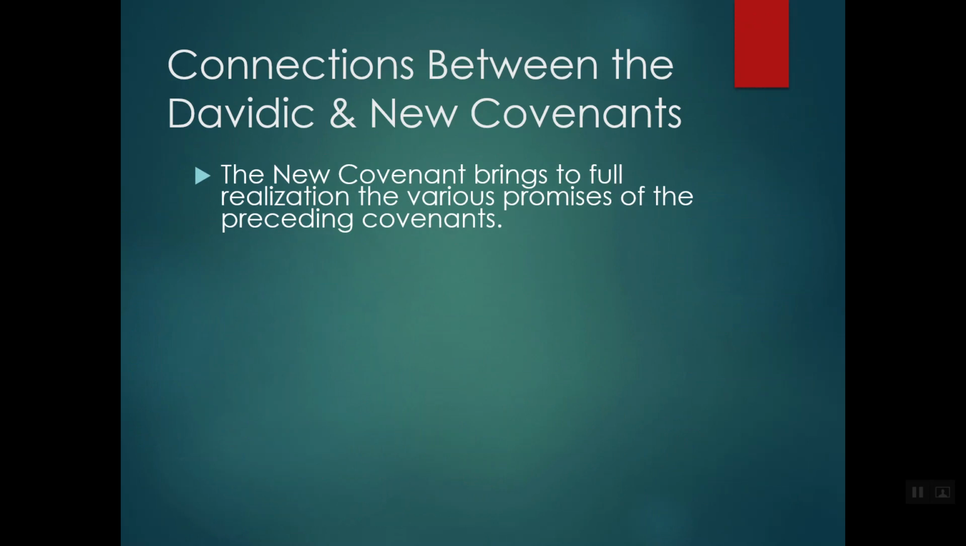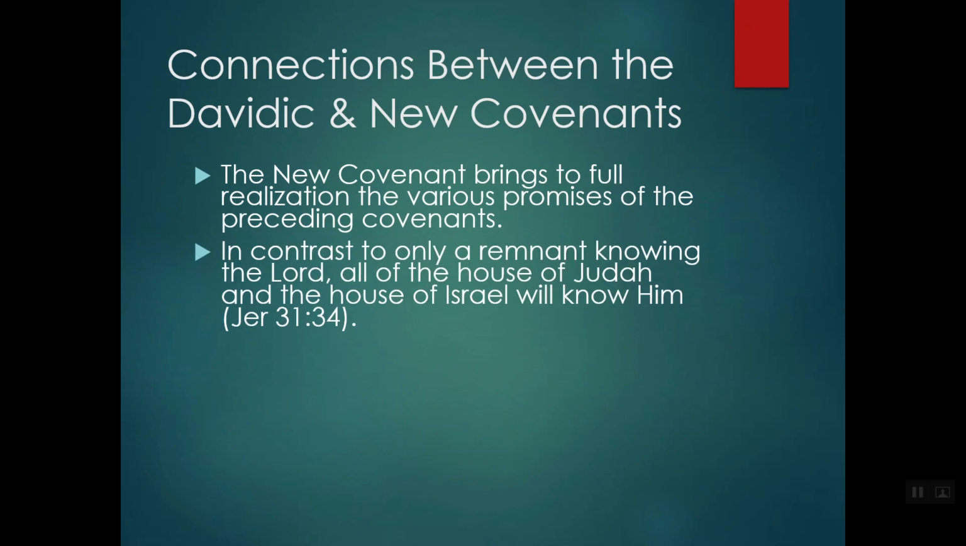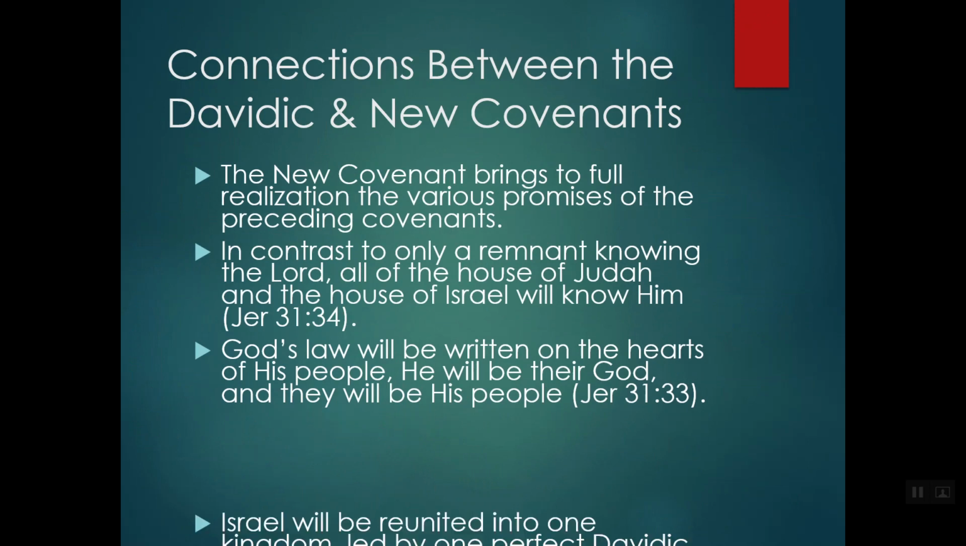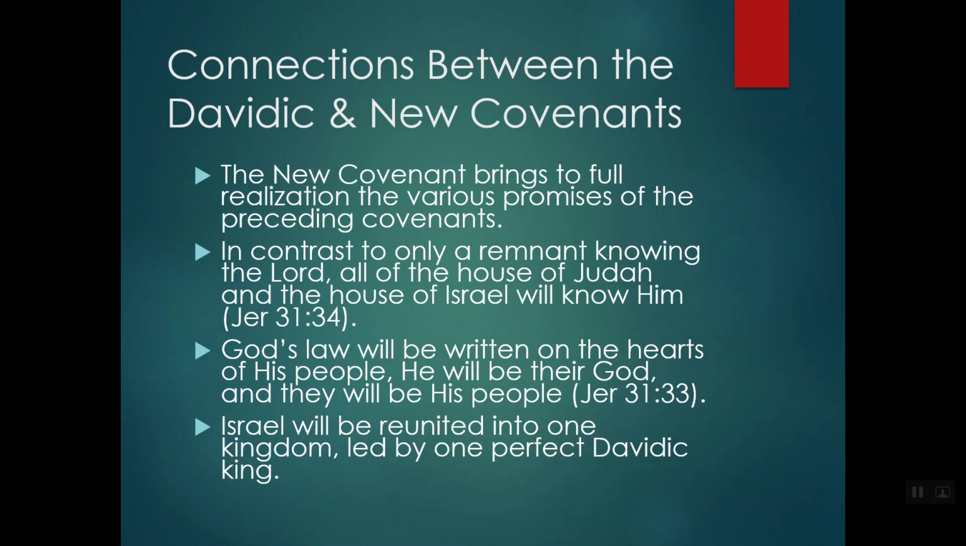What about connections between the Davidic and New Covenant? We won't look at the New Covenant for a couple more weeks, but we can still look at these connections. The New Covenant brings to full realization the various promises of the preceding covenants. That'll become more clear when we get there. But the New Covenant is the one in which Israel becomes the nation that she was designed to be according to the Mosaic Covenant. It's the one in which the law of God is written on her heart rather than on tablets of stone. It's the one in which the ultimate Davidic ruler will lead the nation.